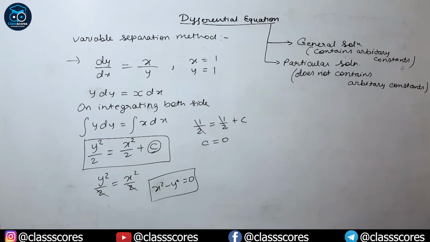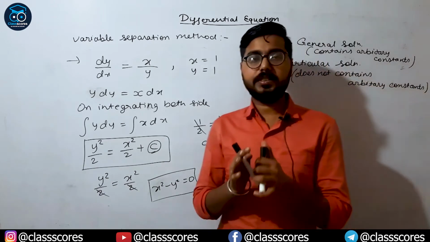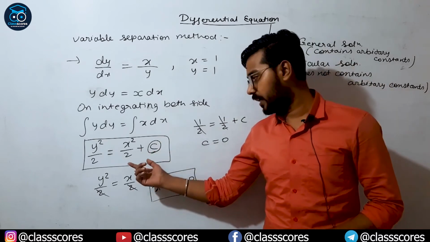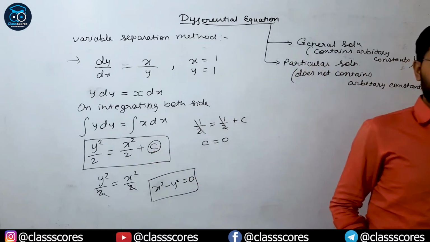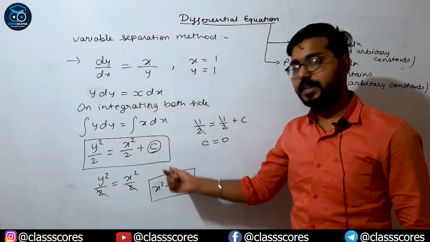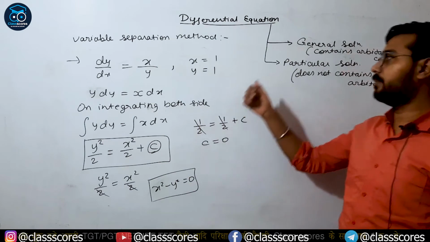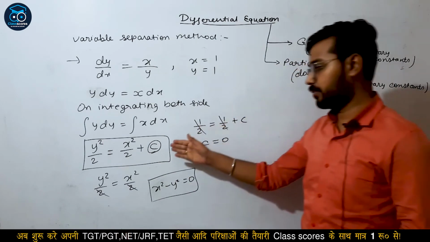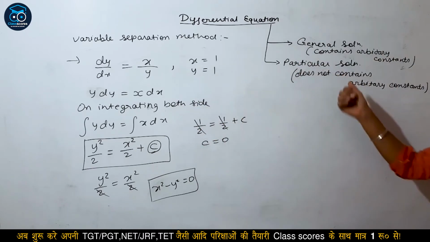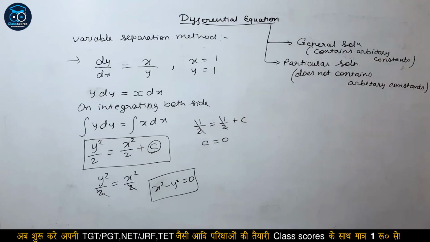Clear? So this is our first method. In this method we only need to separate the terms and then integrate. Whatever we get at last, that is the solution of the differential equation. If it contains an arbitrary constant, then it will be a general solution. And if we substitute the value of the arbitrary constant as per the given condition, then it will become the particular solution. I hope it is clear to all of you. Now please pause the video to note it down.